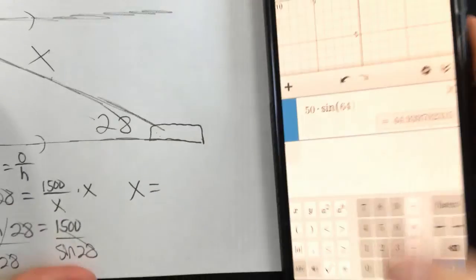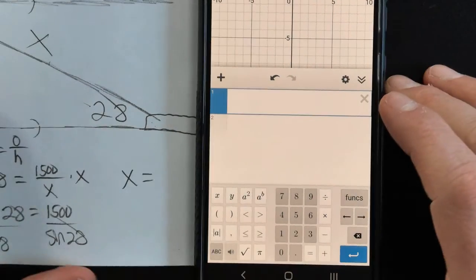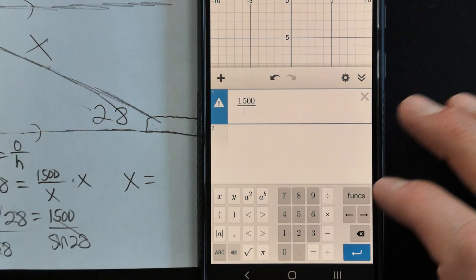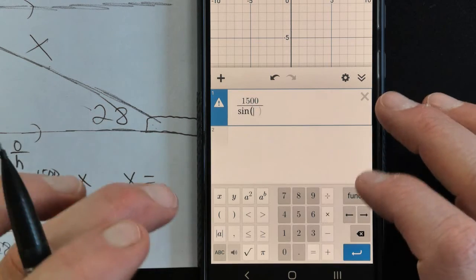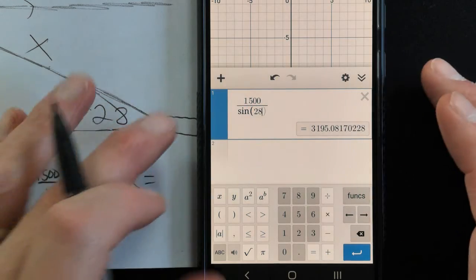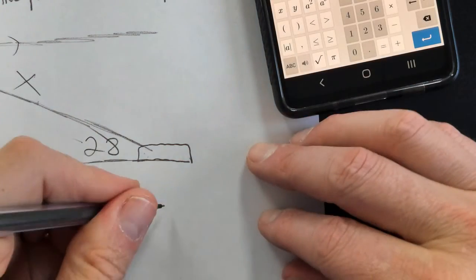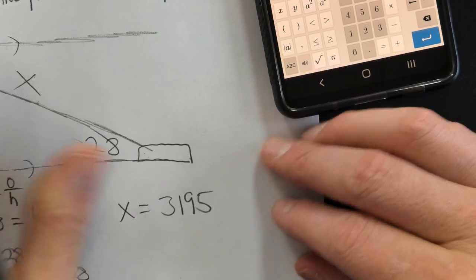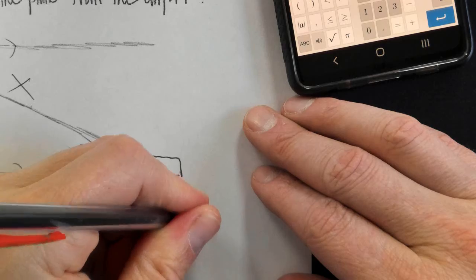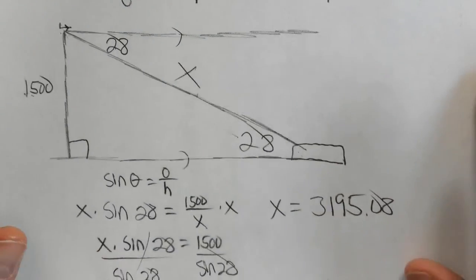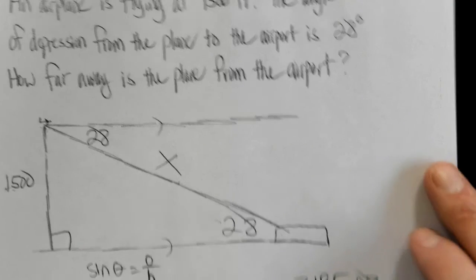Let's see what it is. So we'll go fraction 1,500 divided by the sine of 28. And so there's your answer. 3,195.08 feet away from the airport. All right. So there you go.